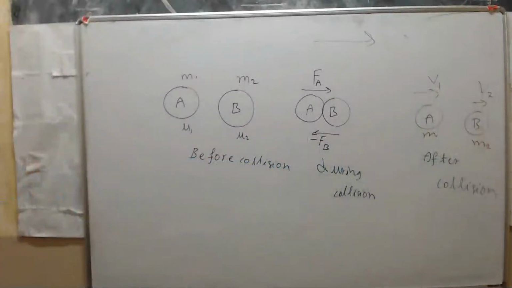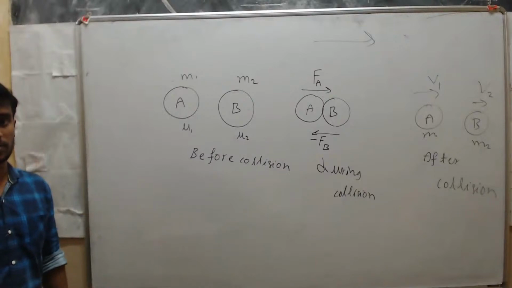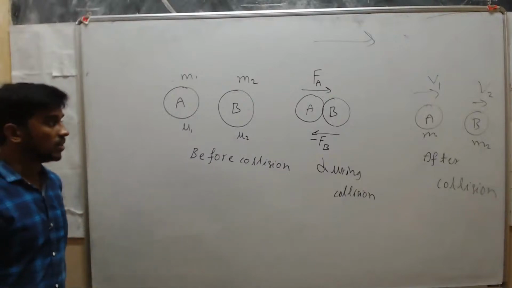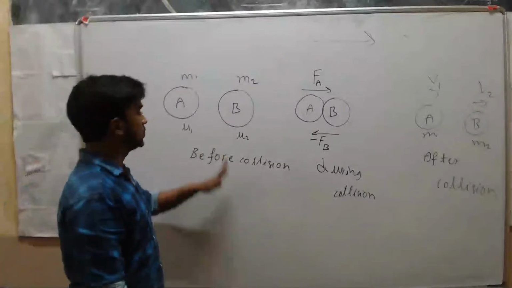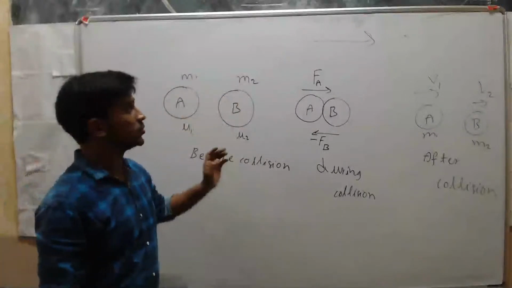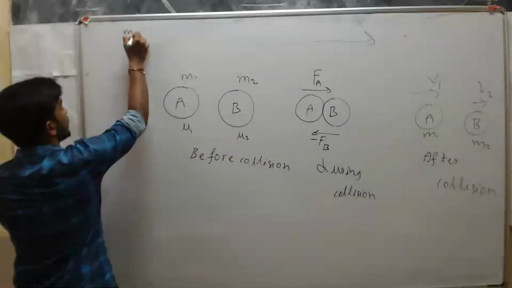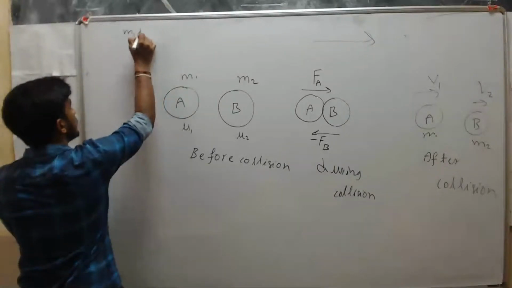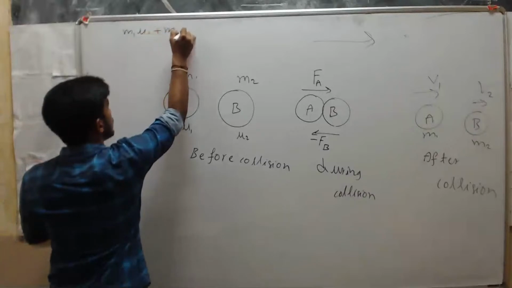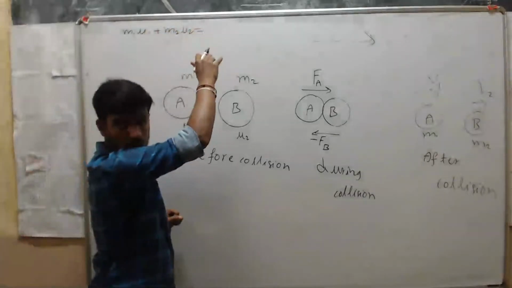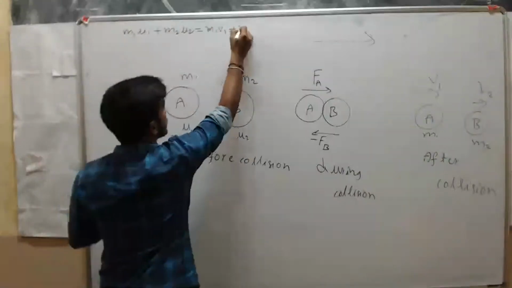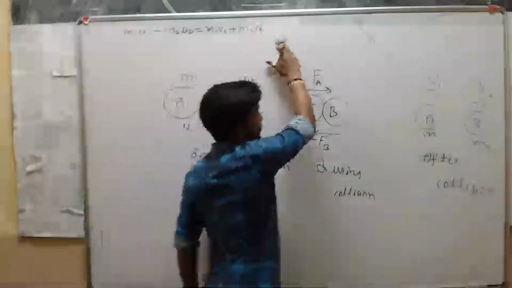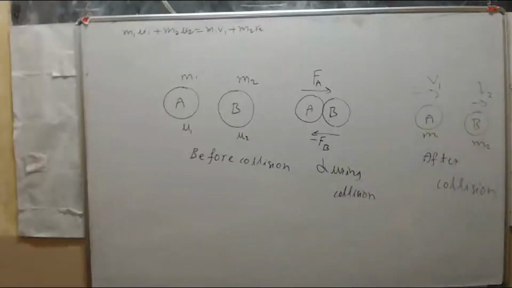Now first calculate the initial momentum. Our work is to prove that initial momentum equals final momentum. So how to start? The introduction is already given, so here we should use this concept. We should prove that m1 u1 plus m2 u2 is equal to m1 v1 plus m2 v2. Yes, so what's the next step?